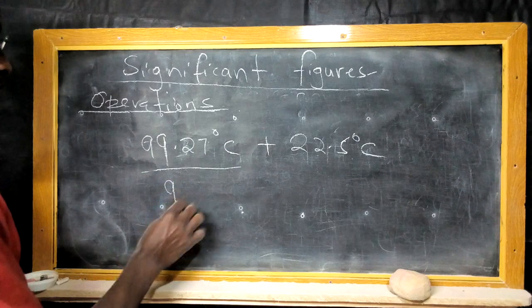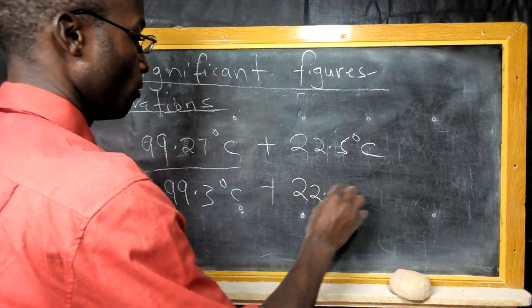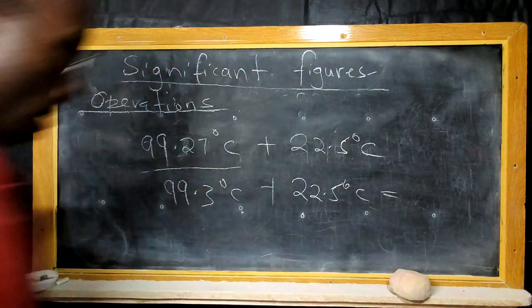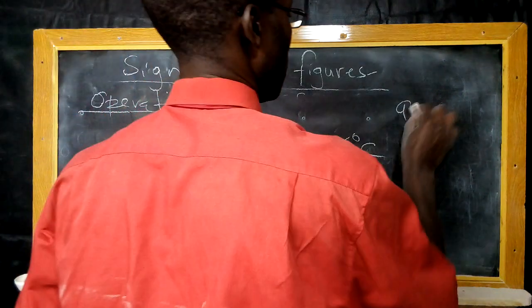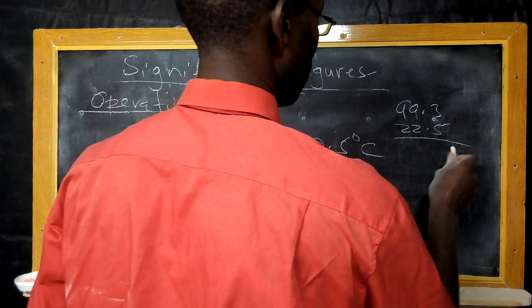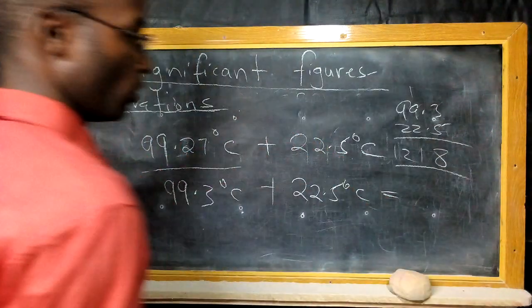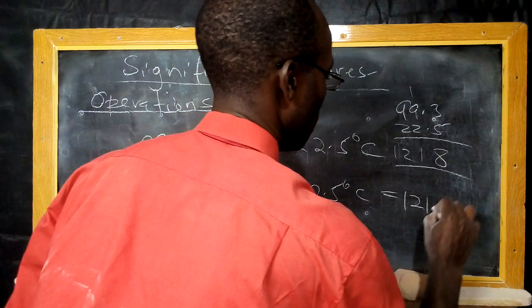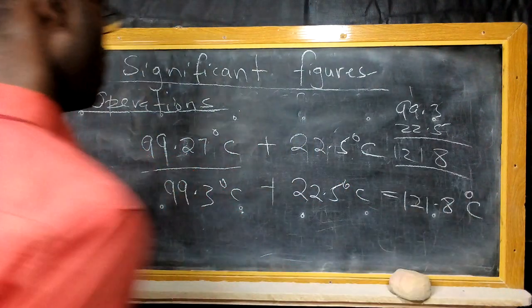So this one will be expressed as 99.3 degrees centigrade plus 22.5 degrees centigrade, and the final answer will be expressed as, so sorry for that, 99.3 plus 22.5, so the final answer will be 121.8 degrees centigrade. So this one has 1, 2, 3, 4 significant figures.